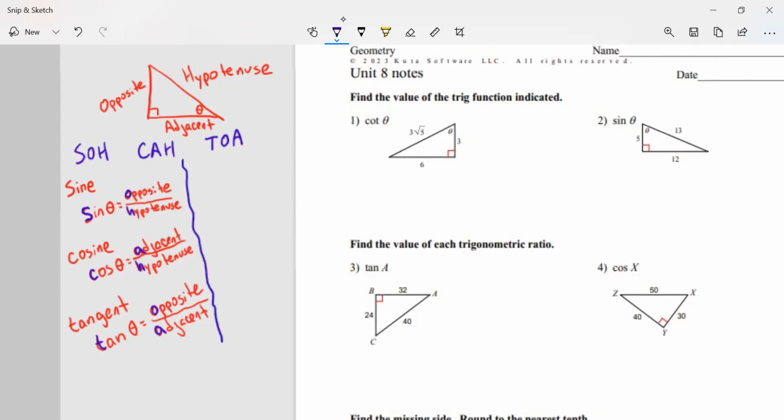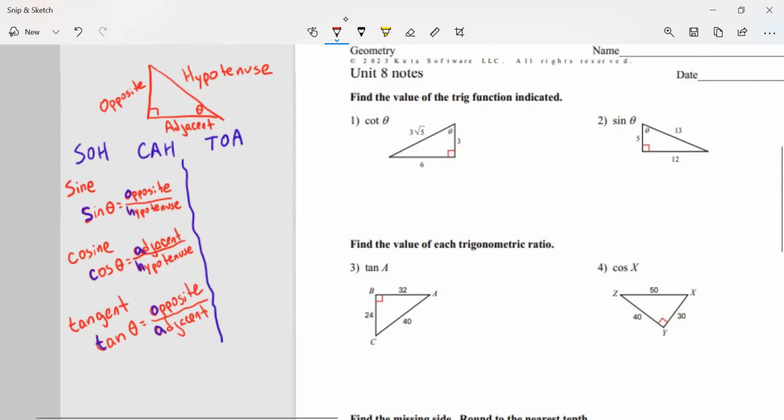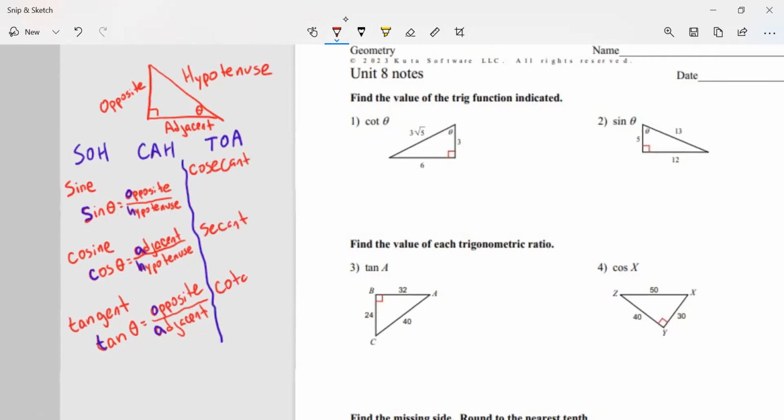Now, let me separate it. Here's some space. There's going to be 3 other ratios, because as I said, we're going to do a total of 6. The other ratios, we're going to call this cosecant. We're going to have secant and cotangent.